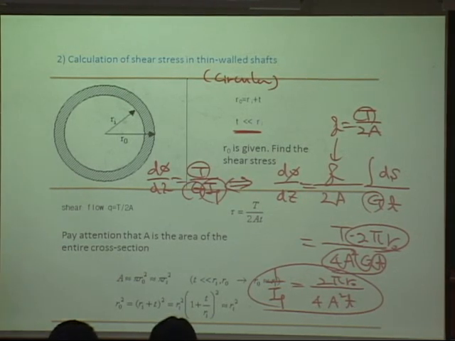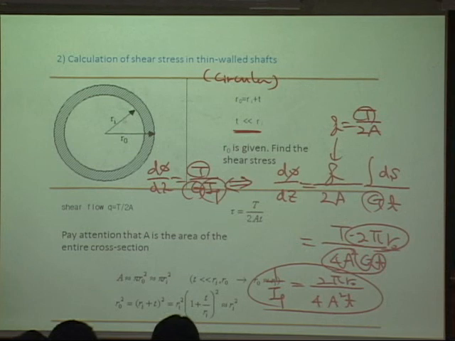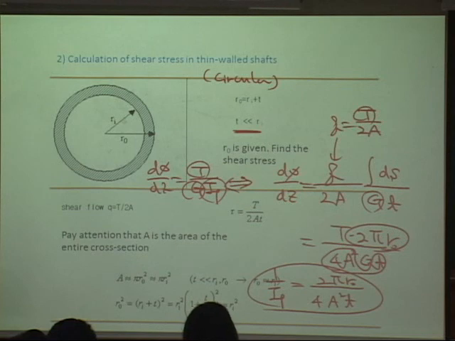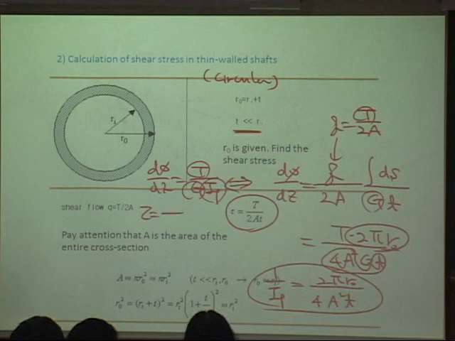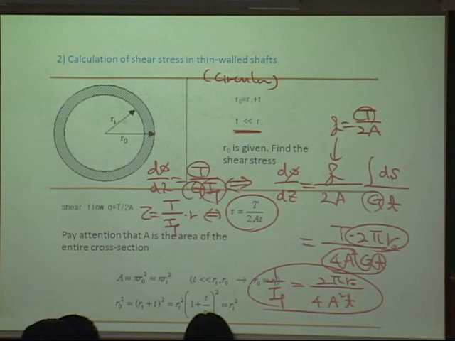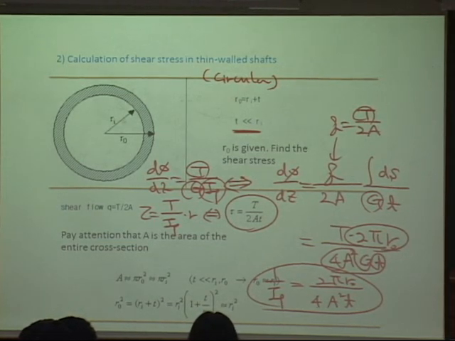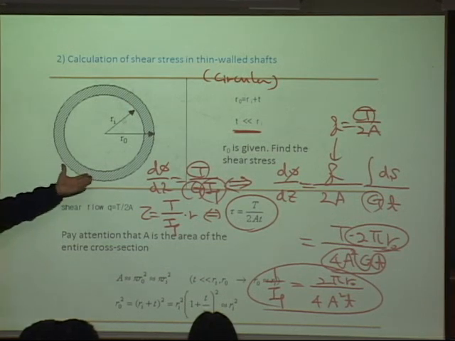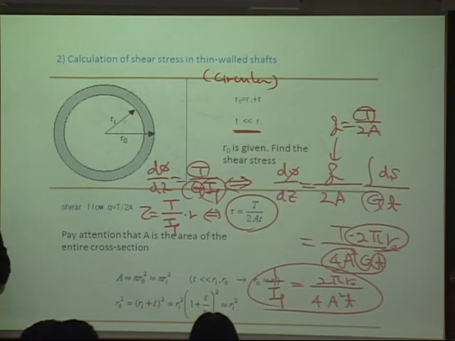That's one thing, d phi dz. And another thing is the shear stress. From thin wall theory, we have the shear stress like that. And from here, we have torque over Ip times r. And this should give us the same shear stress as well. Okay, and this result will help you better understand the meaning of a thin wall shaft.